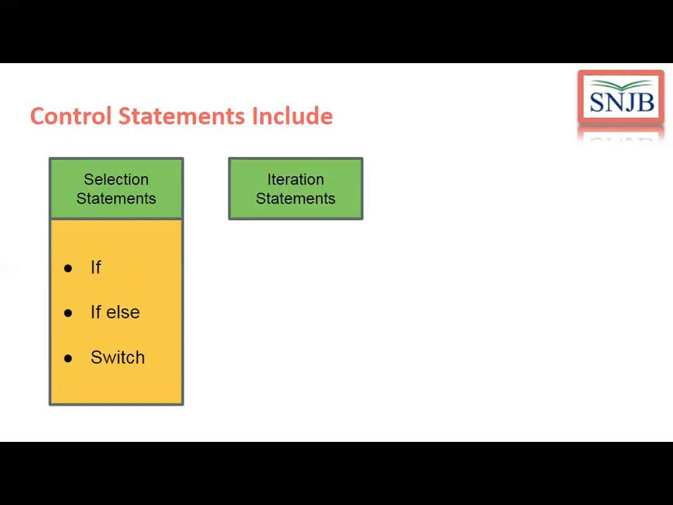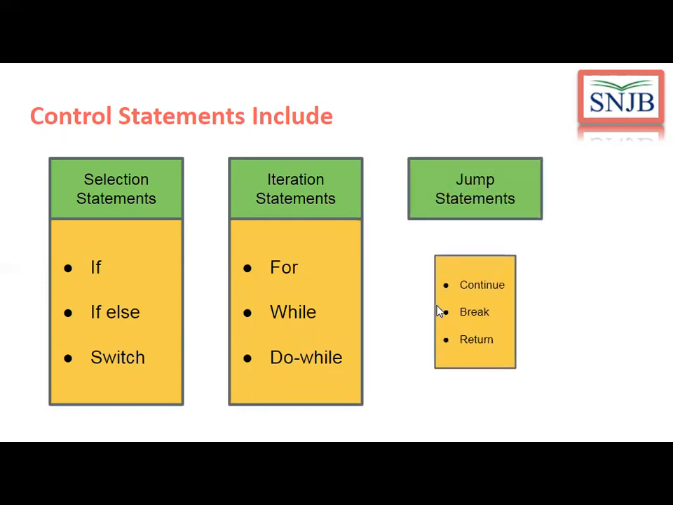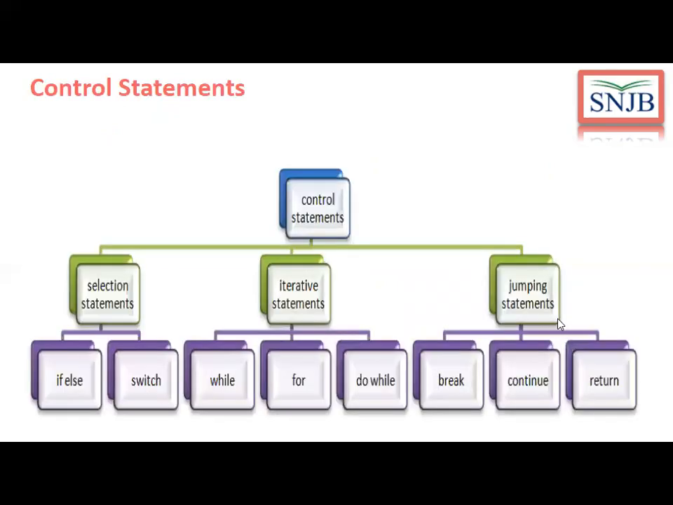The second type of statement included in control statements is the iteration statement. Iteration statements include for, while, and do. Then next are the jump statements. Jump statements are the statements which are used to either continue, break, or return to the code of a block. So the jump statements are continue, break, and return. In addition to these, jumping statements also include the goto statement.